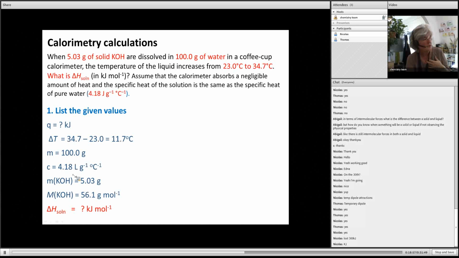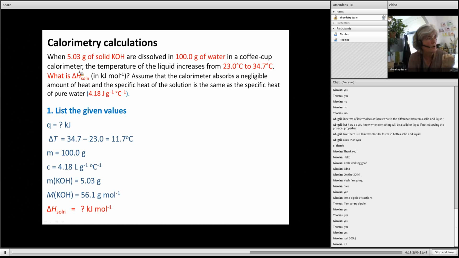Right, you are always given the specific heat capacity, and I've just realized I have made an error there. That should be joules, not liters. I don't know what I did wrong there. We do need the mass of the potassium hydroxide though, because we have to work out the per mole. So how do we work out moles? It's always mass divided by molar mass.